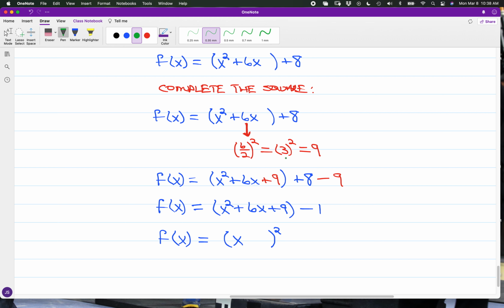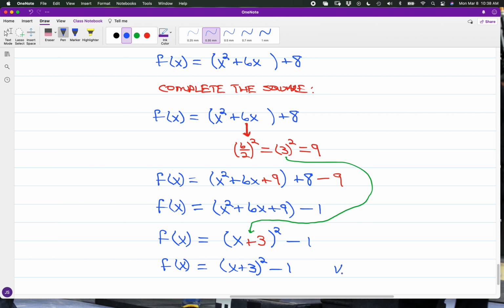So in this particular case, whatever I square out to get to the constant to complete the square, that particular item that was squared will reappear in the vertex form. In this case, I'm going to have x plus 3 squared minus 1. And so f of x is equal to the square of x plus 3 minus 1. And for this outcome, that is going to be the vertex form.